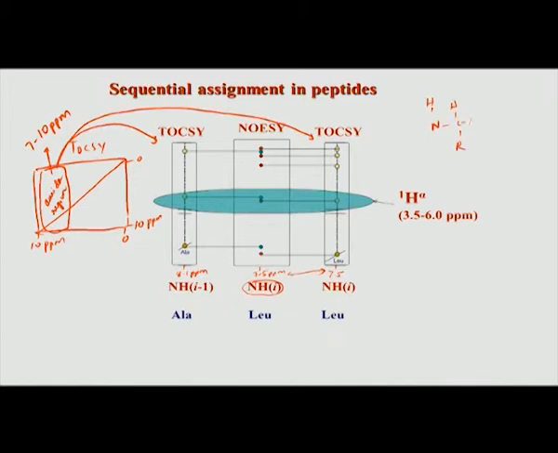This is some side chain, this is amide, this is another side chain. So what we are seeing is a correlation from here to this residue in a NOESY, and a correlation from here to this residue in a NOESY. So the NOESY gives both these correlations.